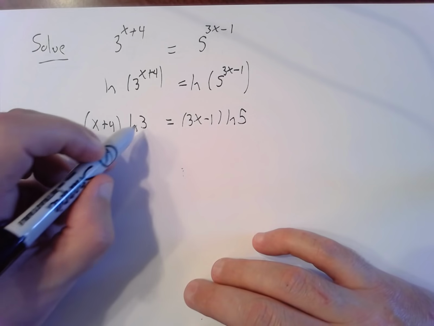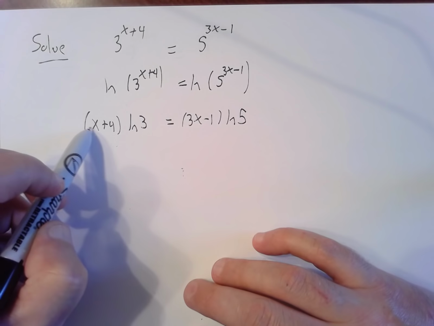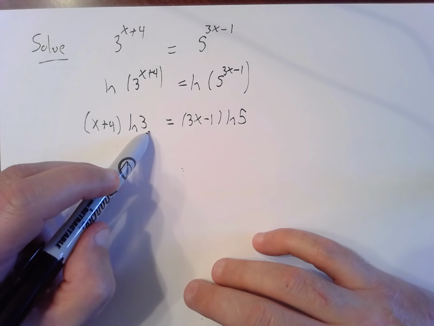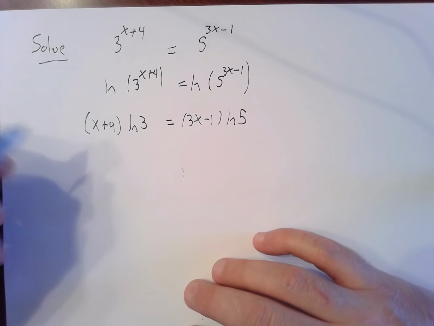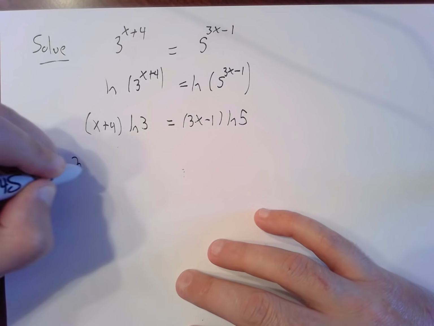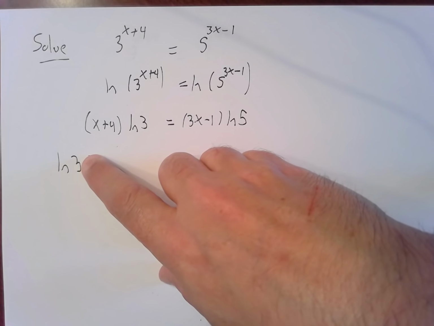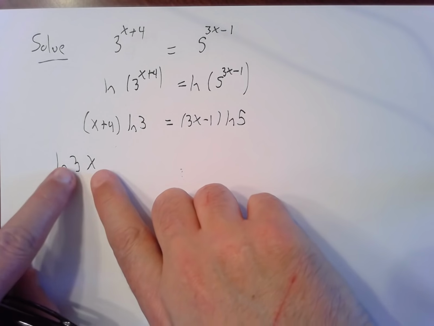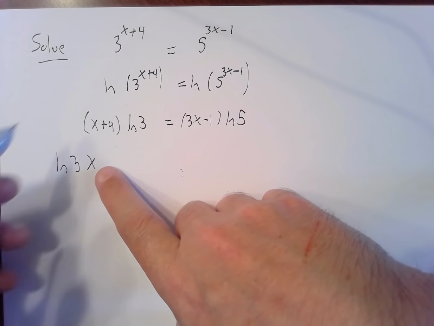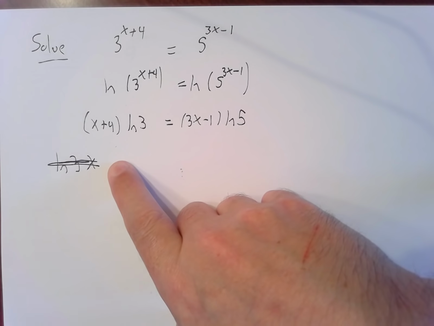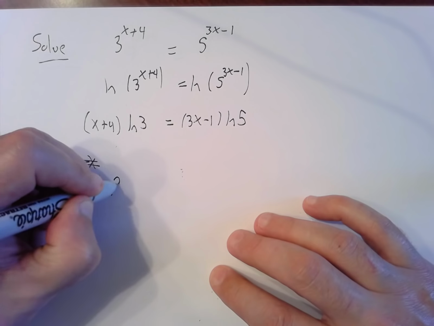Now, normally, if I had a 7 here and I distributed, you would write 7x. But if I write ln of 3x, it looks confusing because you don't know if I mean natural log of 3 times x or if I mean natural log of 3x. It gets confusing. So we're not going to write it like that. I'm going to say x ln of 3.